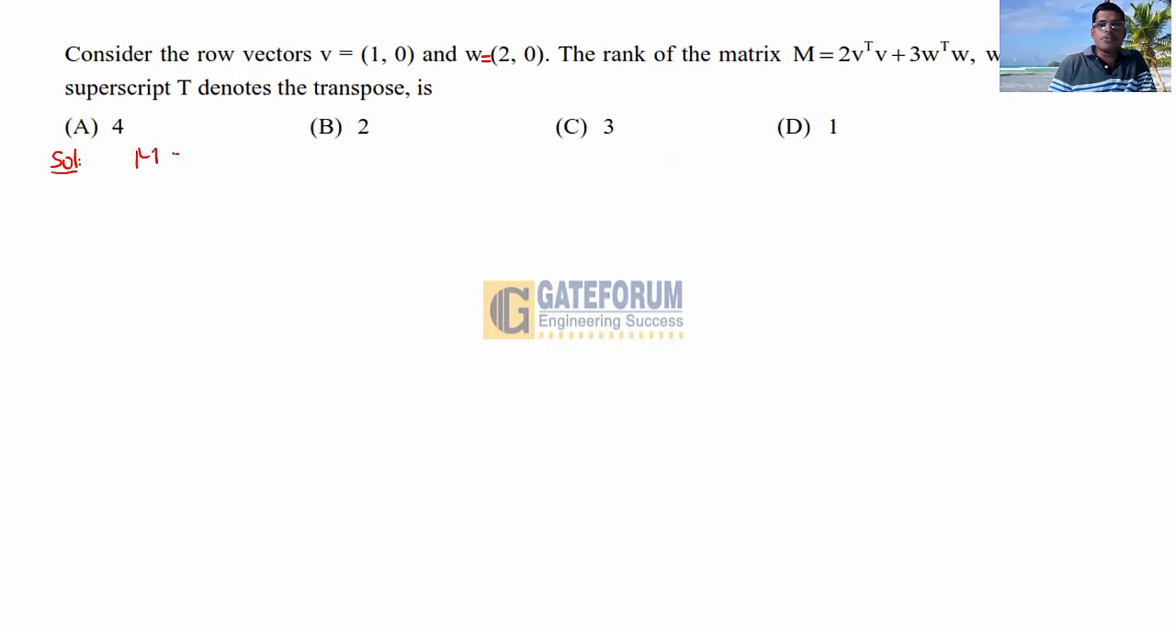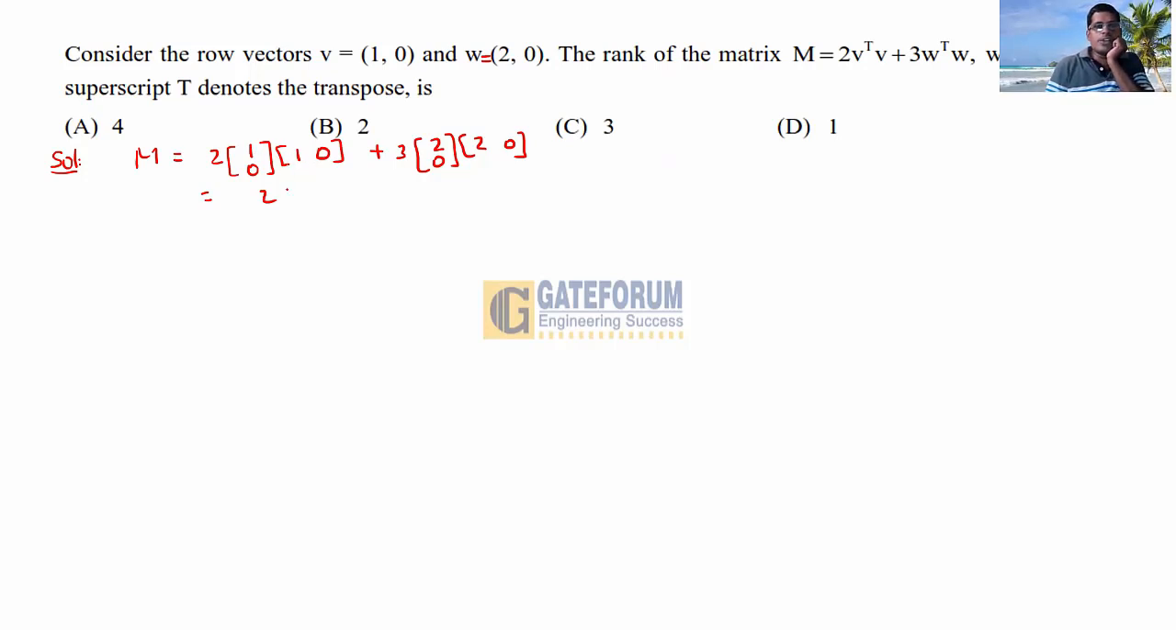M is equal to 2 times the transpose of a row vector, which means a column vector, that is (1, 0), multiplied with v, which is a row vector, plus 3 times w transpose, again a row vector transposed becomes a column vector, (2, 0), multiplied with the row vector (2, 0). So this simplifies to 2 times, here 2 into 1, 2 rows and 1 column, here 1 into 2, finally giving me 2 into 2.